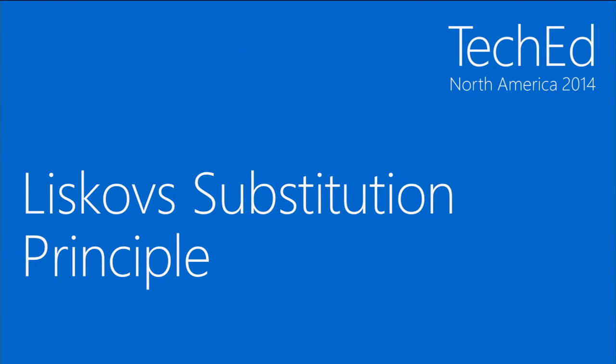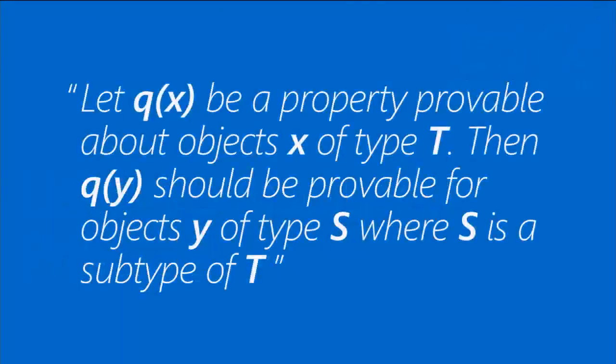And then we come to the Liskov substitution principle. How many said that they could explain that? I saw one hand down here. Want to come up and explain it? No. Kind of thought so. Because this is the explanation. Let q(x) be a property provable about objects x of type T. Then q(y) should be provable for objects y of type S, where S is a subtype of T.